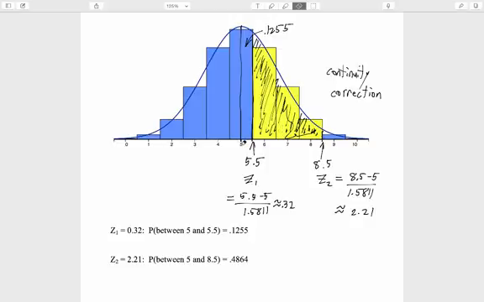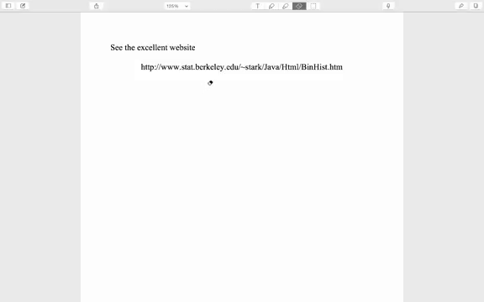So if we count everything from 5 up to 8.5, we have to throw out this sliver that we don't want, that's still in blue, so that what we're left with is just the region in yellow here. We therefore subtract the 0.1255 from 5 to 5.5 from the 0.4864 from the mean to 8.5. That difference equals 0.3609.